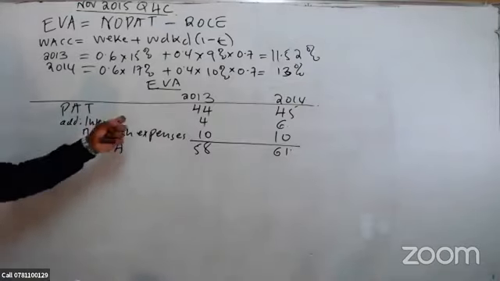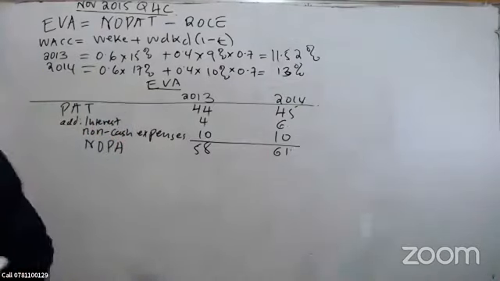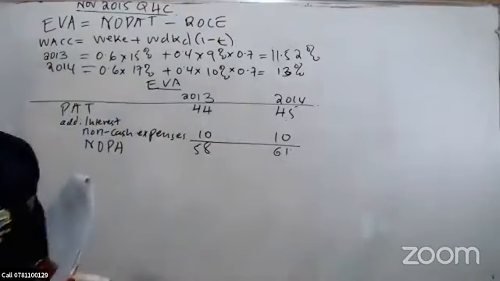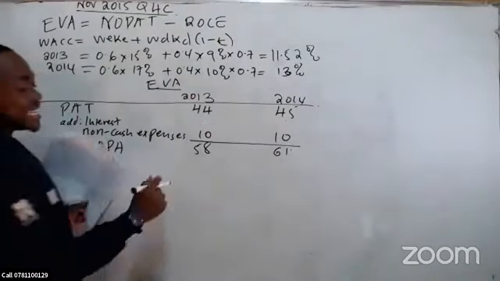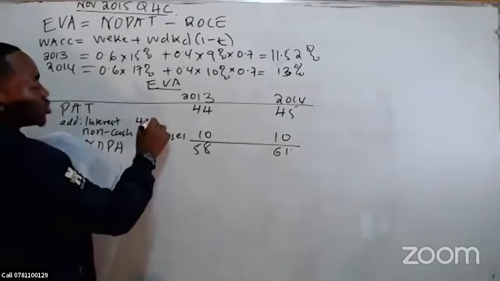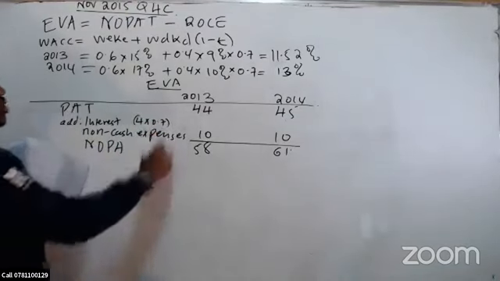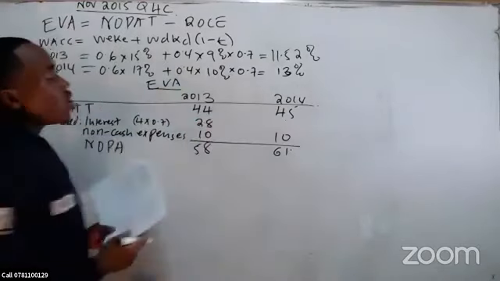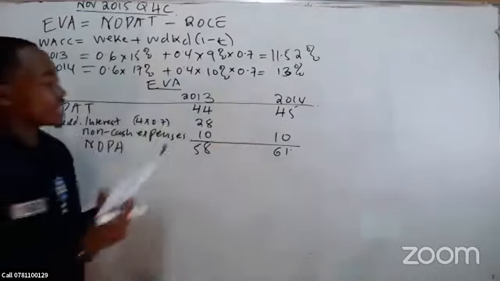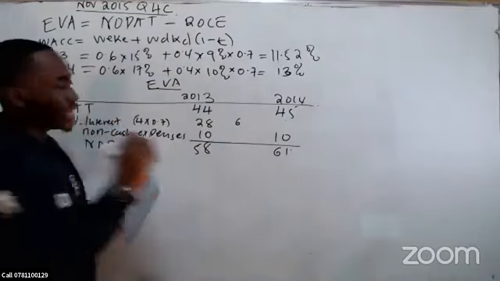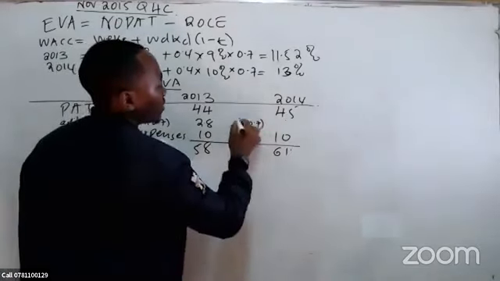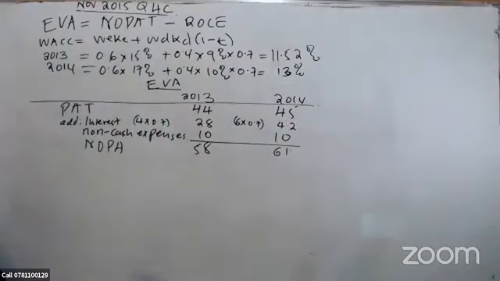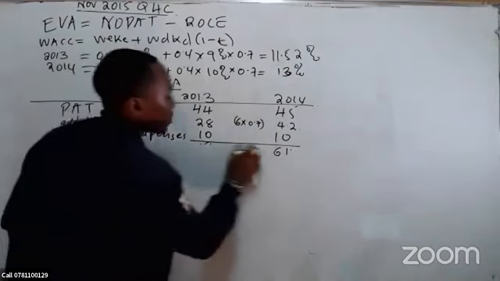No, but in this case, the interest should be net of tax. Remember, interest is an allowable expense. So that means for year 2013, the interest expense was 4 times 0.7, net of tax. So how much do you get? Are you getting 2.8? Also for 2014, it was 6, net of tax times 0.7. Yeah, it's 4.2. So that means our NOPAT will change.